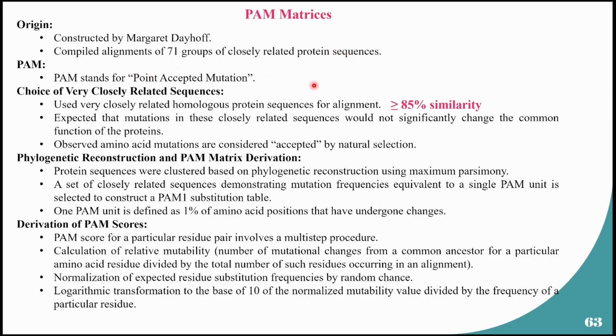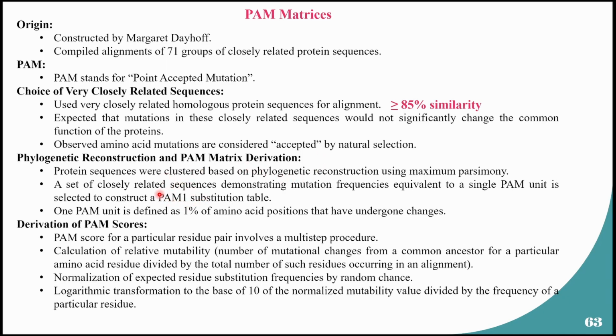it's termed point accepted mutation, right? So they took greater than or equal to 85% similarity, so very highly homologous protein sequences, and in this calculation, if you have observed any amino acid mutations in the data, those mutations are called accepted by natural selection, right?